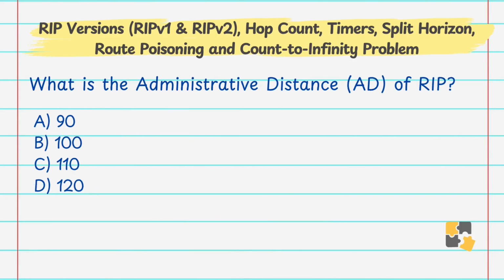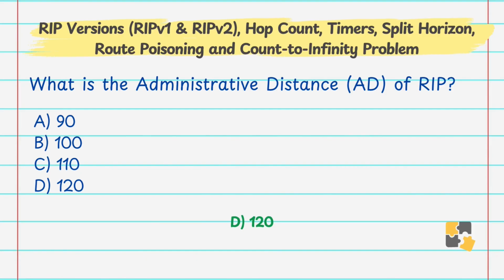What is the administrative distance, that is AD, of RIP? A. 90, B. 100, C. 110, D. 120. Answer is D. 120. Cisco routers assign RIP an administrative distance of 120, making it less preferred than EIGRP or OSPF when multiple routing sources are available. That's our answer, D.